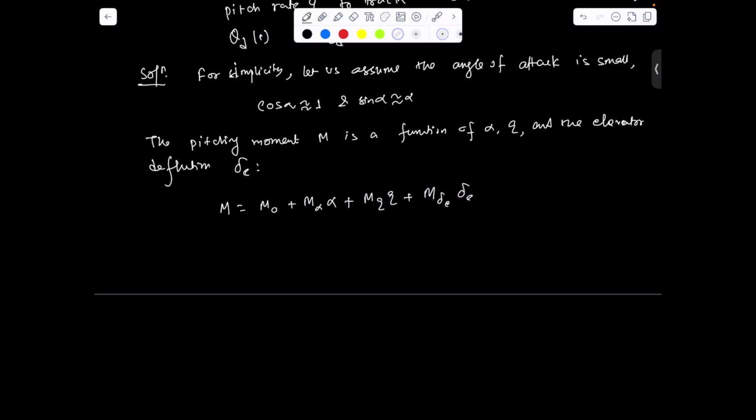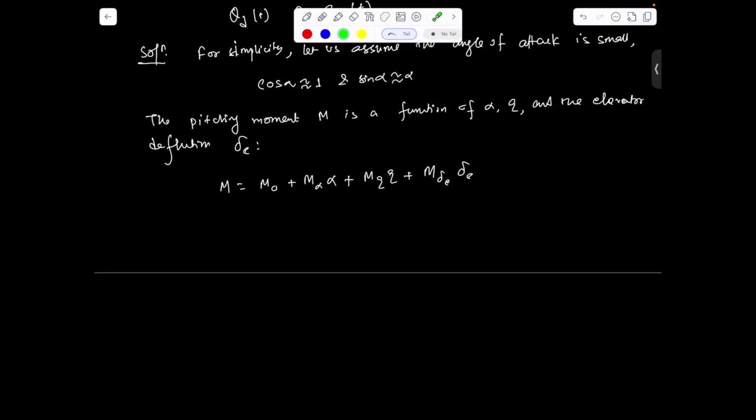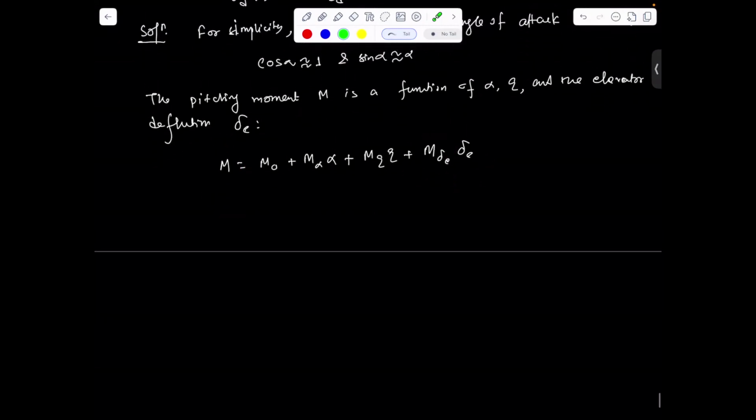These values are very specific to the particular aircraft. We can get these values from wind tunnel testing. So for a particular aircraft, these values are given, and based on that, we can come up with this relationship. And here actually this is our control, and based on that, we can come up with the M. While we solve this problem, it will be clear how we are going to do this. So here, M naught is, we can say, the baseline pitching moment.